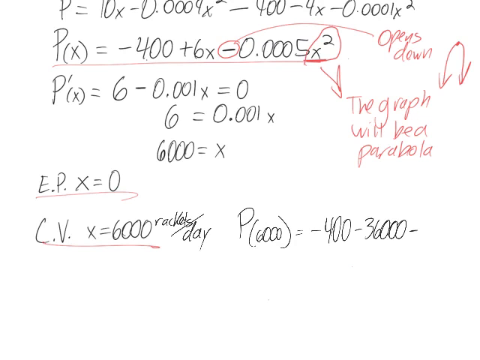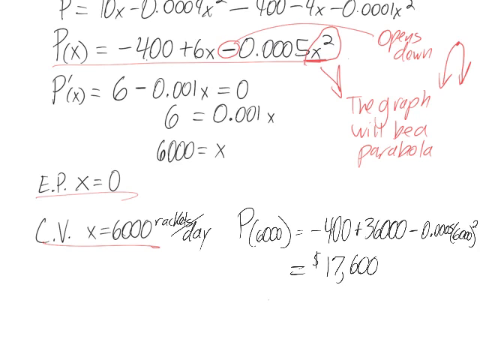And then we're also going to have, and that's going to be plus, I'm sorry, we're also going to have 0.0005 times 6,000 squared. And if you work that out on the calculator, that profit is 17,600. Now that's per day. That's your profit level per day for this particular problem.